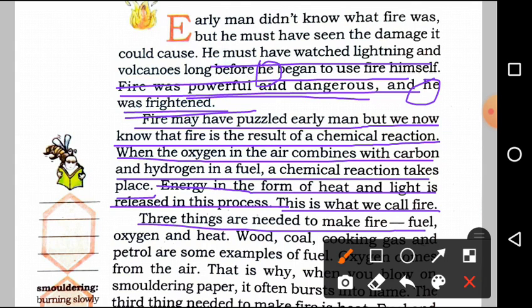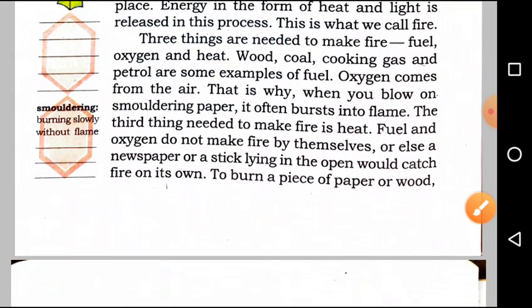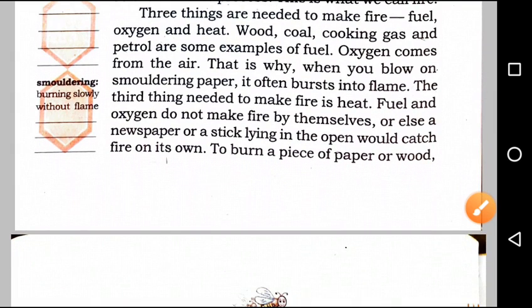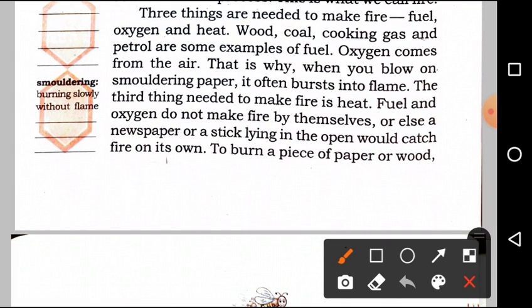Three things are needed to make fire: fuel, oxygen, and heat. These three things are very much essential to start any kind of fire. What are those three things? Fuel, oxygen, and heat. Wood, coal, cooking gas, and petrol are some examples of fuel. Wood, coal, cooking gas, they all can be burned, so they are examples of fuel.